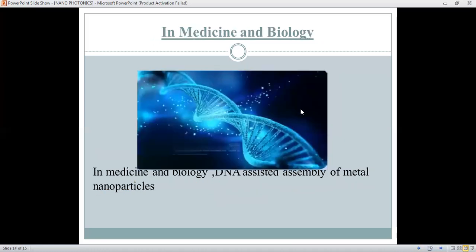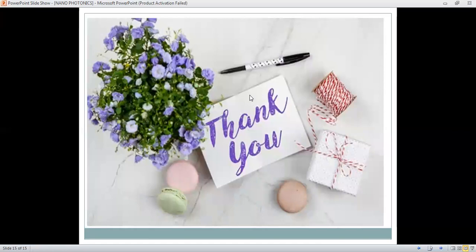In medicine and biology, nanophotonics is also used. In medicine and biology, there is DNA assisted assembly of metal nanoparticles. This is a picture of the DNA. Thank you, that's all from my side.